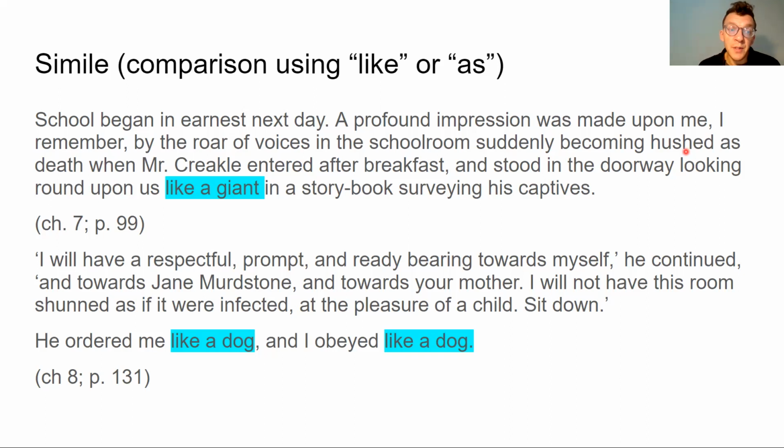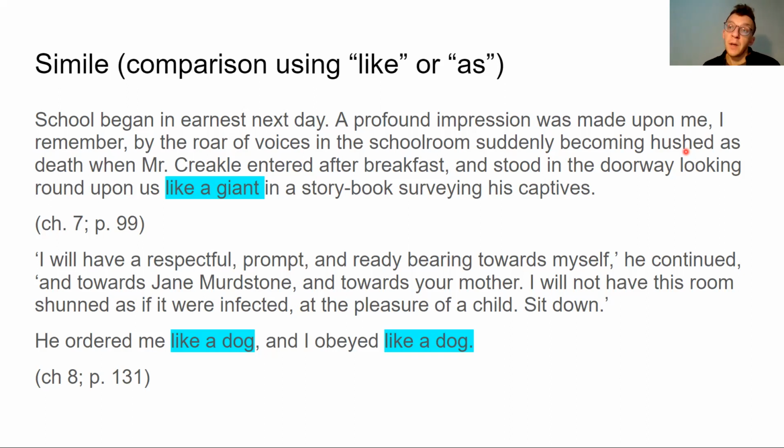And then in chapter 8, David has returned home. "I will have a respectful, prompt, and ready bearing towards myself," he continued, "and towards Jane Murdstone, and towards your mother. I will not have this room shunned as if it were infected, at the pleasure of a child. Sit down." He ordered me like a dog, and I obeyed like a dog.